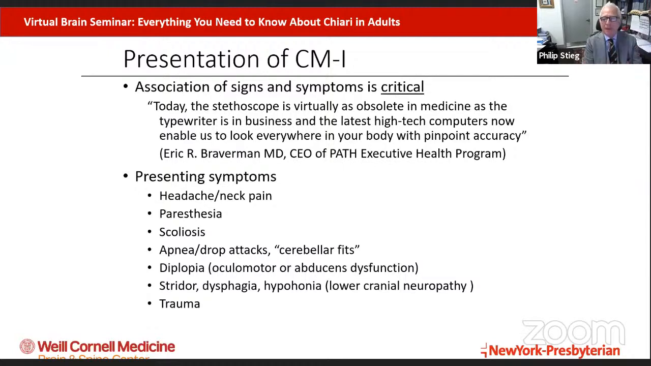So how does a patient typically present, and why do we get those images?